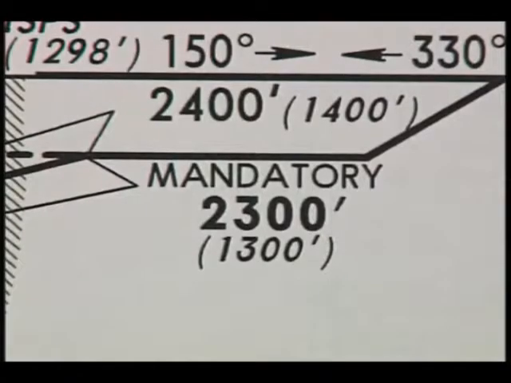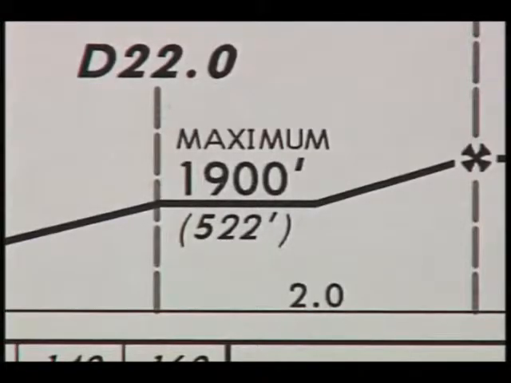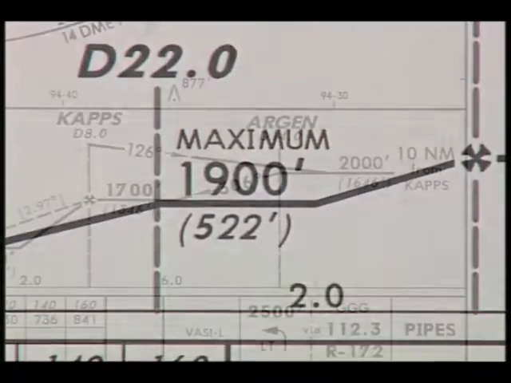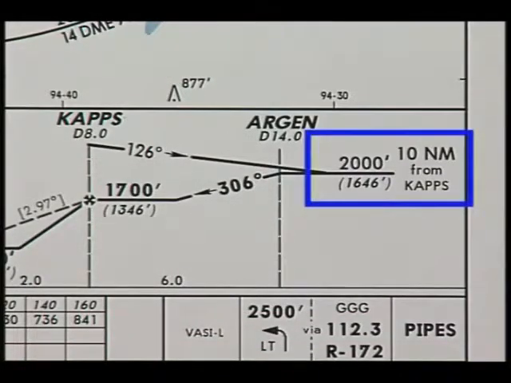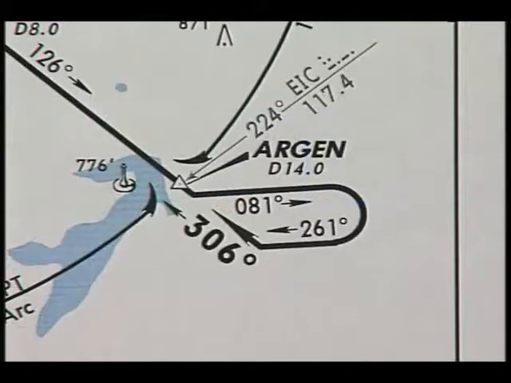However, an altitude may be listed as mandatory, which means you must cross the specified fix at the given altitude. Altitudes may also be depicted as maximum altitudes. If the approach requires a course reversal, it is depicted in the profile view along with the altitudes and outbound and inbound course. Additional information about the course reversal is noted in the plan view.